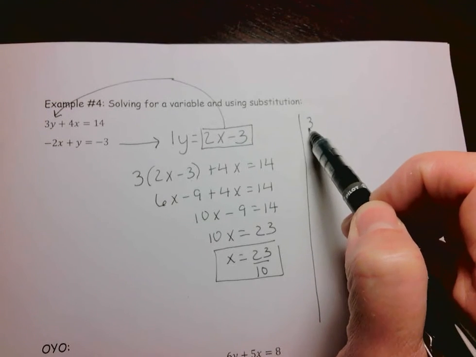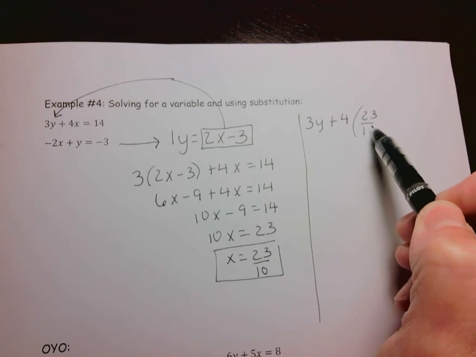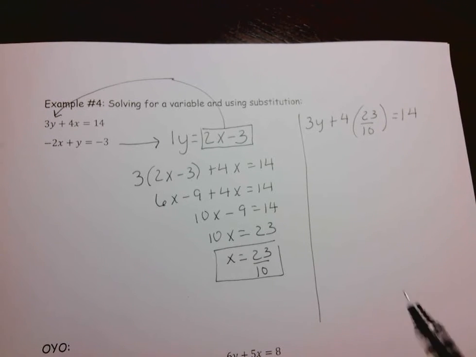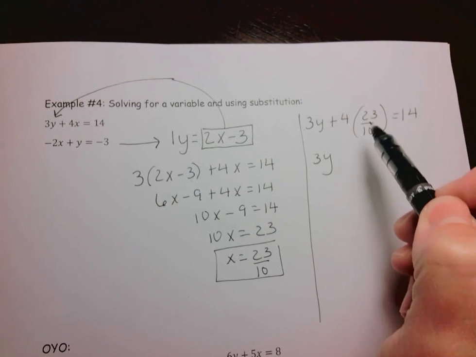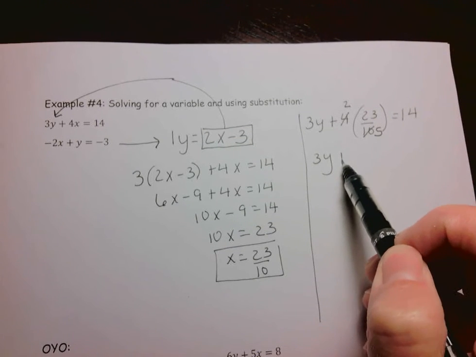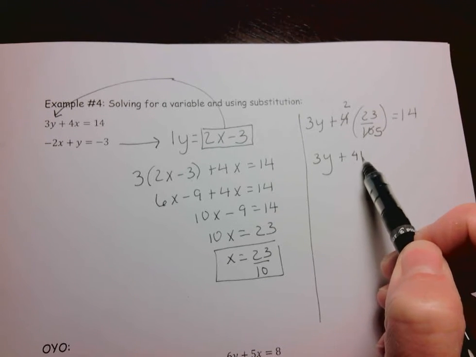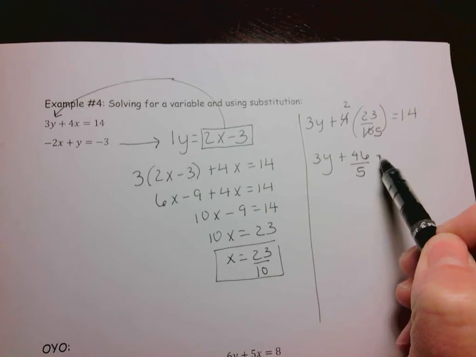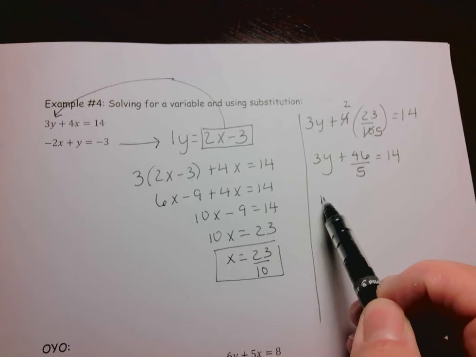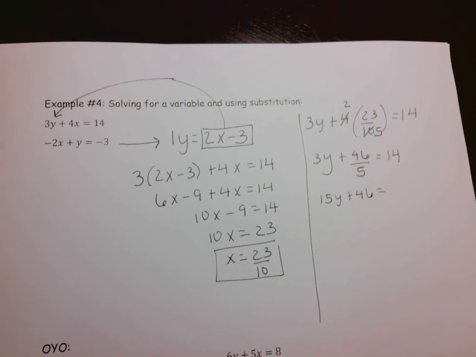So the top one says 3y plus 4x, but now I know x is 23 over 10. And so now I need to solve for y. I'm going to go ahead and cross reduce here just to make my math a little easier. Then I'm going to get rid of my denominator, so I'm going to multiply everything by 5. So you can see where the math does get more complicated.